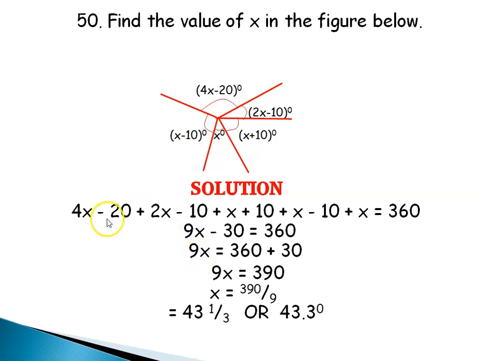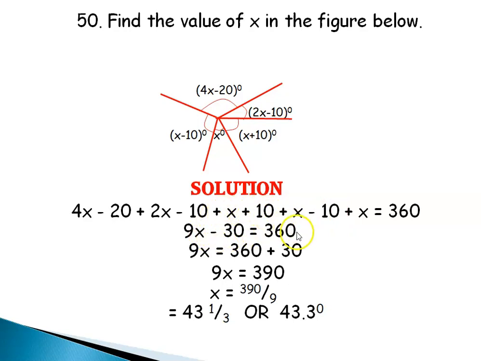And that's what I'm going to do here. 4x minus 20 plus 2x minus 10 plus x plus 10 plus x minus 10 plus x is equal to 360 degrees. So let's collect like terms. 4x plus 2x, 6x, plus x, 7x, plus x, 8x, plus x, 9x. So we have 9x, and then this minus 10 plus 10 will cancel each other out. Minus 20 minus 10 gives me minus 30 is equal to 360 degrees.